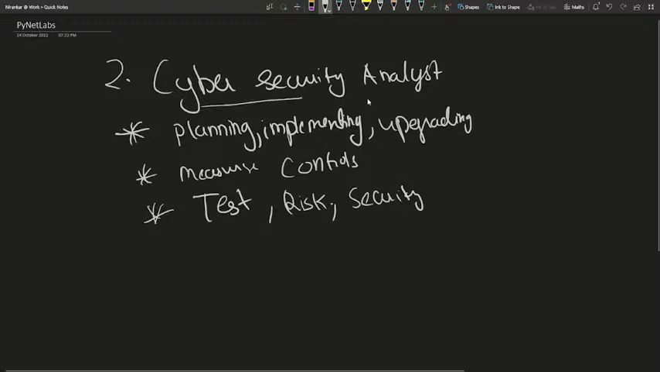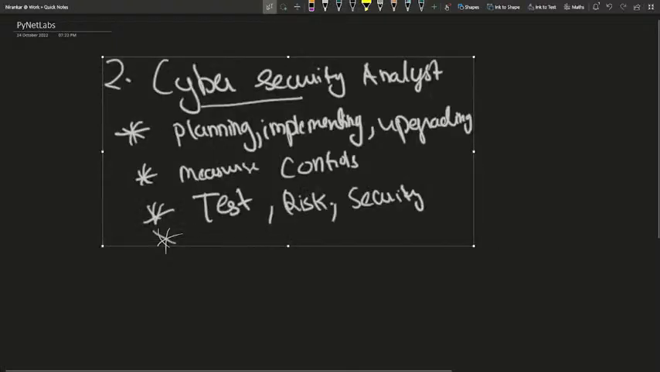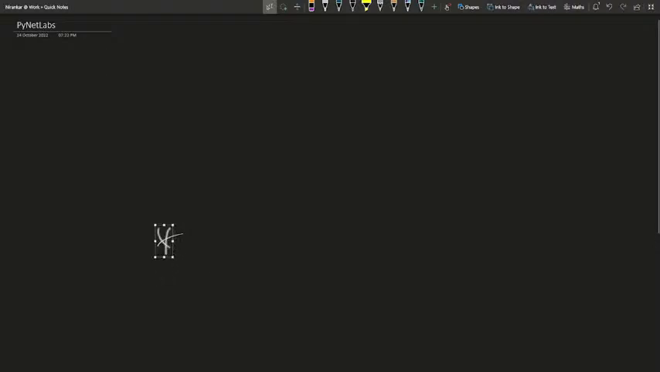Security analysts also follow best practices to prevent security breaches. If there are security breaches in the future, the security analyst can detect them. So it's a very amazing job if you want to pursue cybersecurity. Analyst is one of the major roles in cybersecurity. So that is about the security analyst, right?